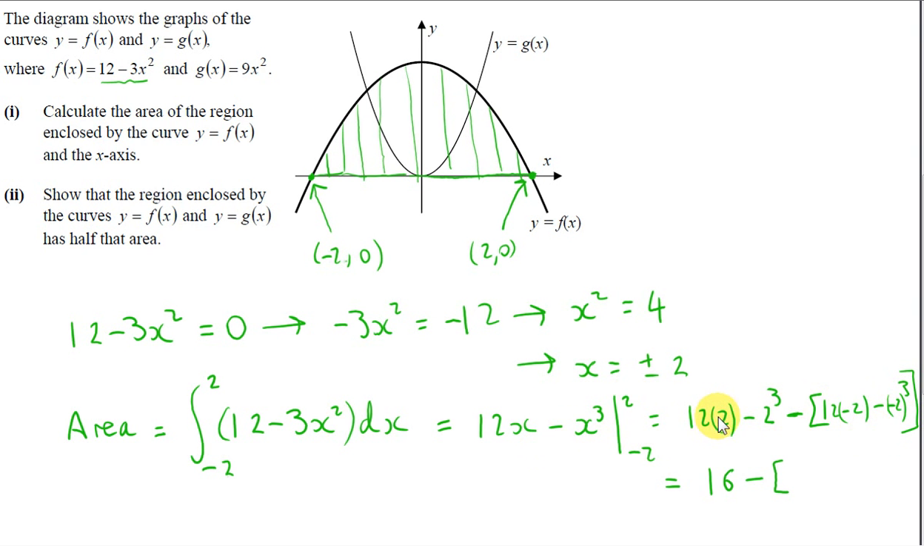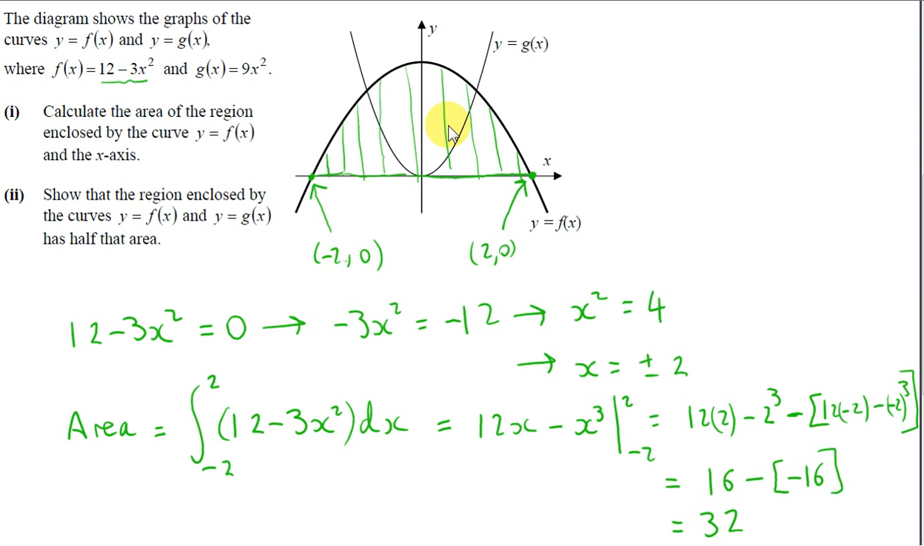So here we get 24 minus 8, which is 16, and in here we have minus 24, and then we have minus 8, so it's minus 24 plus 8. That's minus 16. So we get 16 plus 16, which is 32.